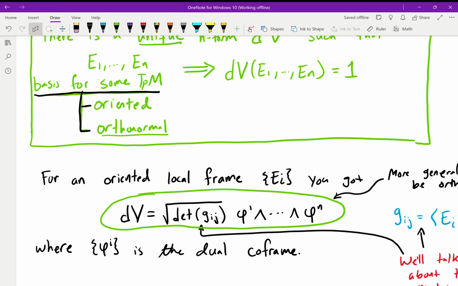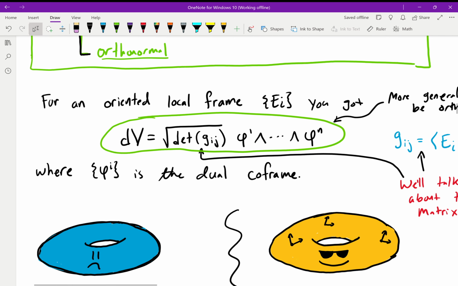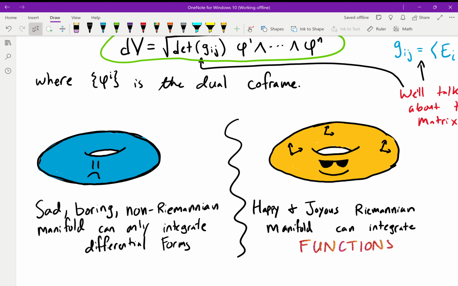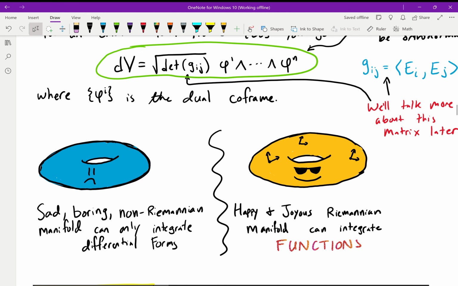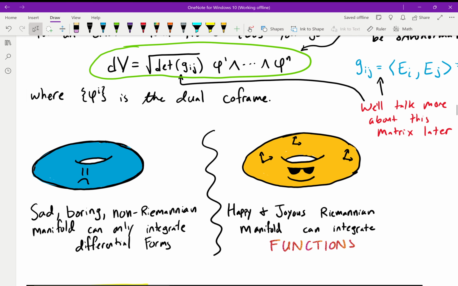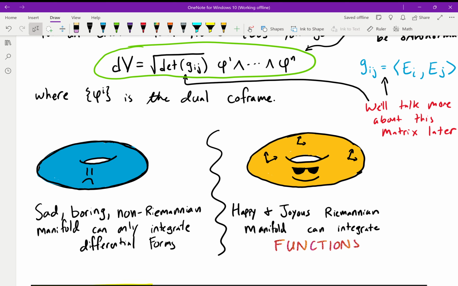Anyway, part of the advantage of having a notion of volume for manifolds is that no more do you have to restrict yourself to only integrating differential forms. Now you can actually integrate functions on manifolds, which makes the physicists very happy. So, yes, that marks the end of this section, and lots of constructive and helpful comments. Are there any more before we proceed to more that we can do with these?